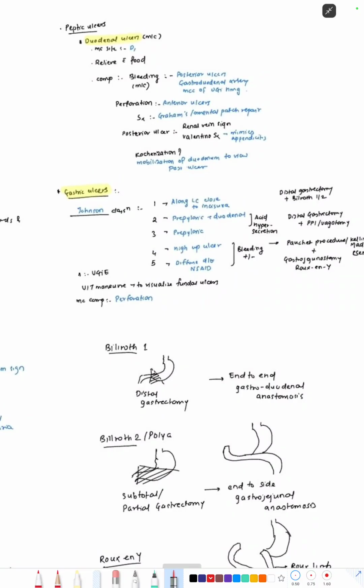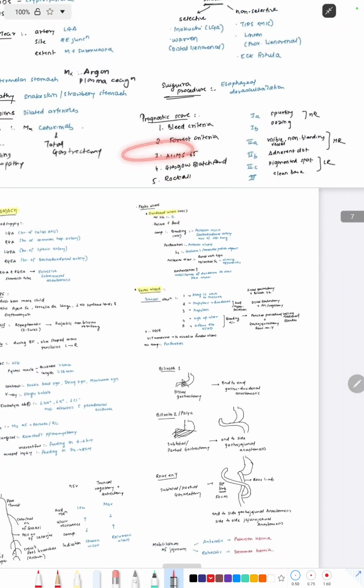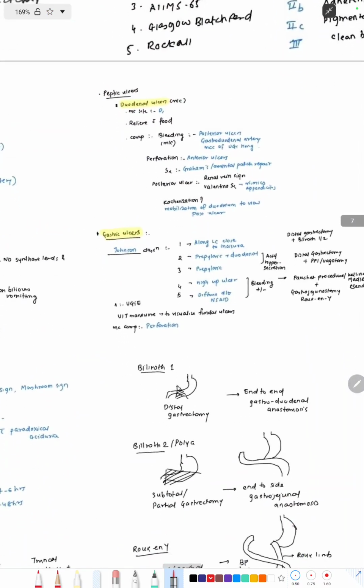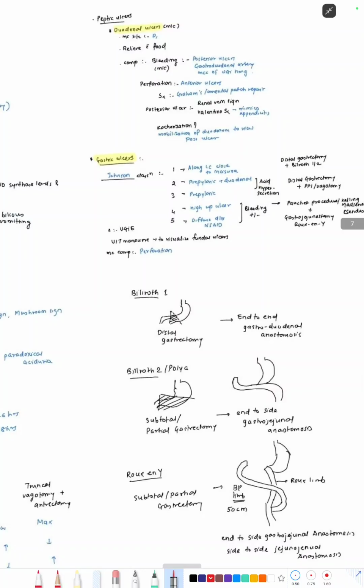The bleeding artery is the gastroduodenal artery, the most common cause of upper GI hemorrhage. Perforation occurs in anterior ulcers, and the management is Graham's omental patch repair. The posterior ulcer shows a renal vein sign, or it shows Valentino syndrome, which mimics appendicitis. Then Kocherization is a procedure used to mobilize the duodenum to view the posterior ulcers.